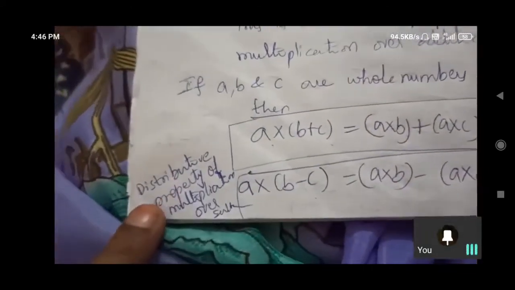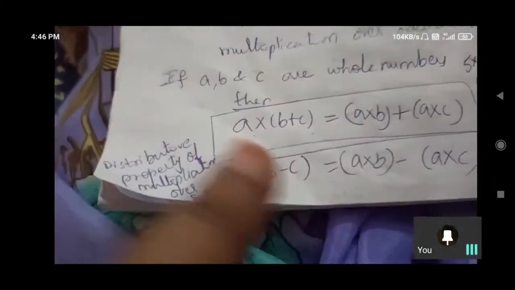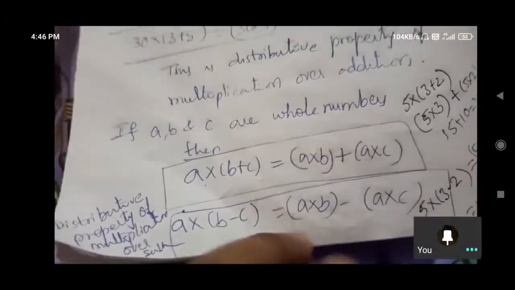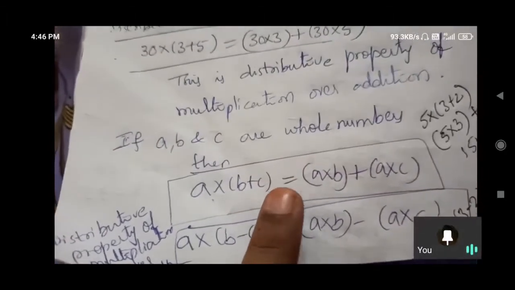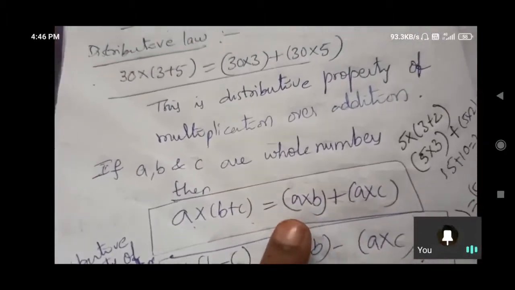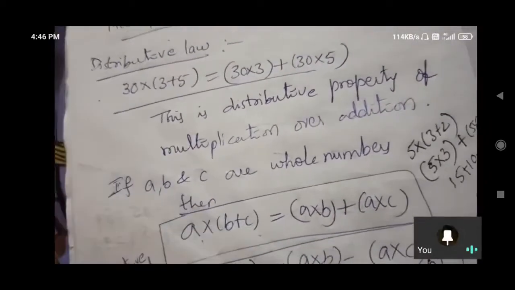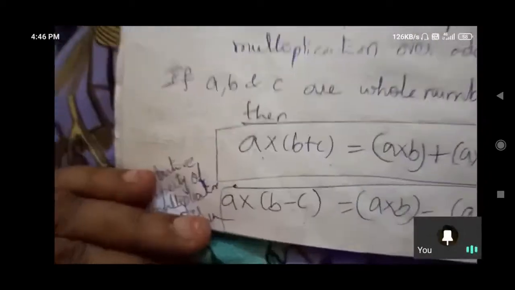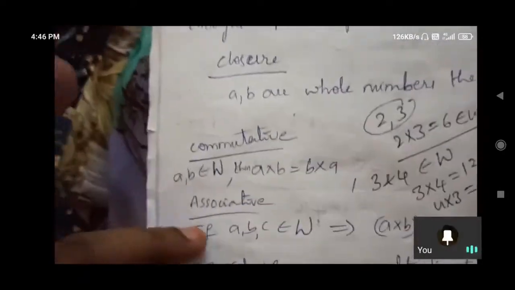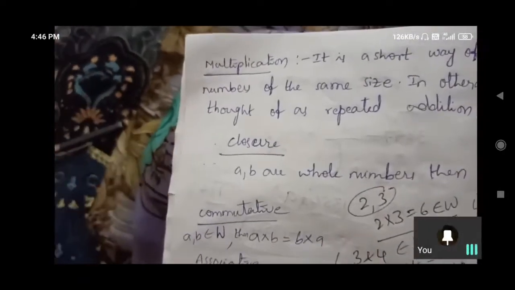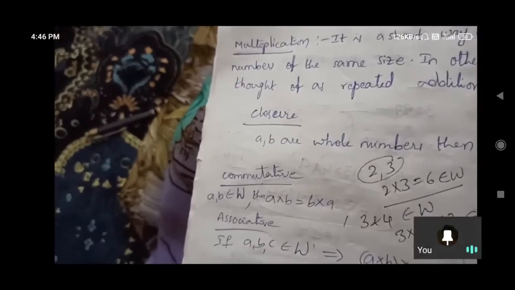This is the distributive property of multiplication over subtraction. This is the distributive property of multiplication over addition. Okay na? These two properties are extra that we have discussed on multiplication. These are all common for addition and multiplication. For subtraction, some are satisfied and some are not satisfied.